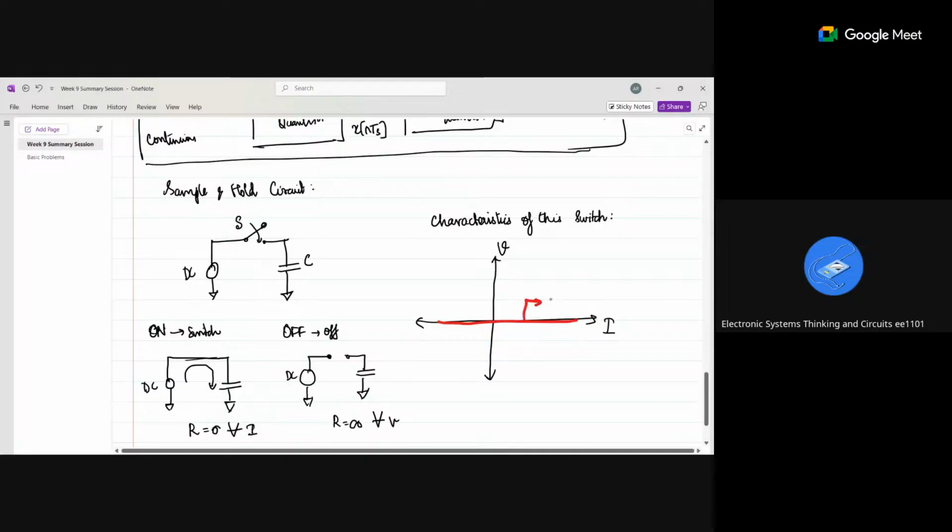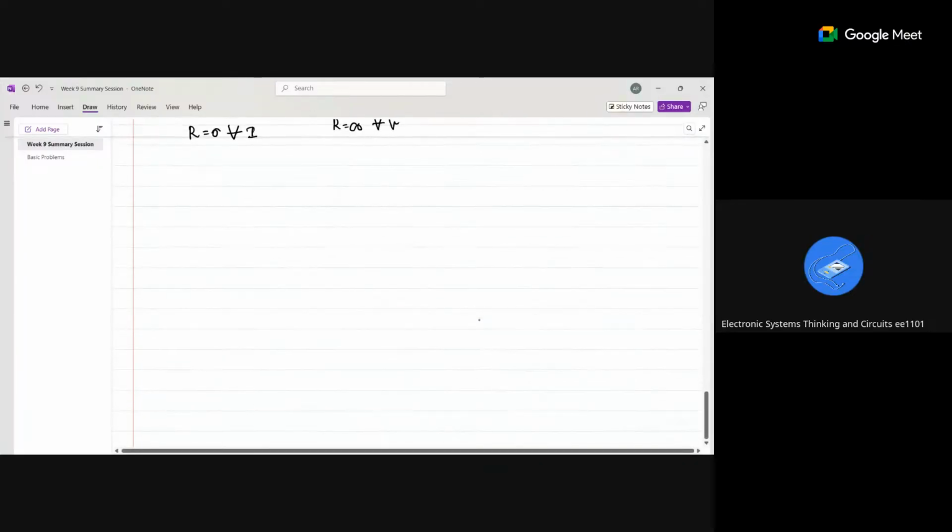Is this for on state or off state? This is for on state, right? Yes, ma'am. And this is for off state. Because while the switch is on, the current will be flowing. If the switch is off, the current will be 0, and voltage can be varying. So this is the VI characteristics of the switch.